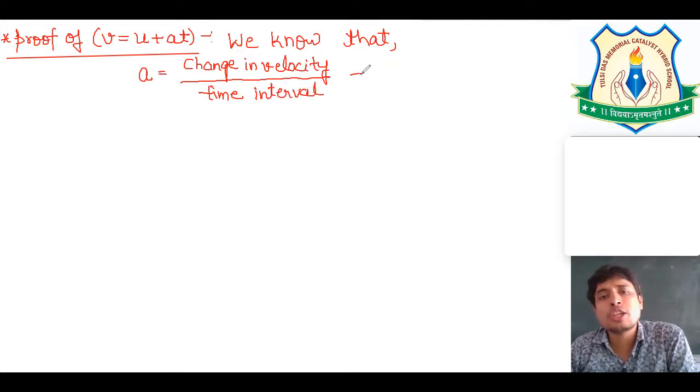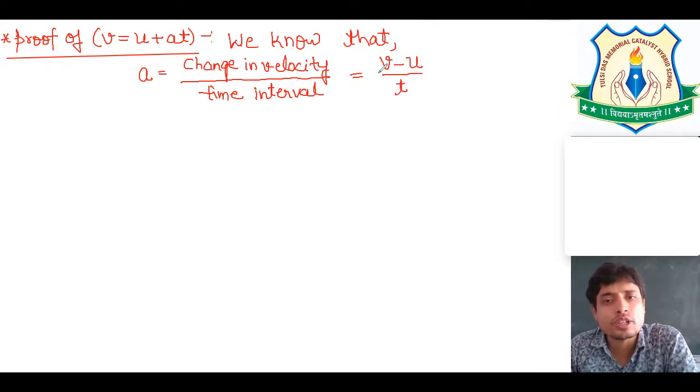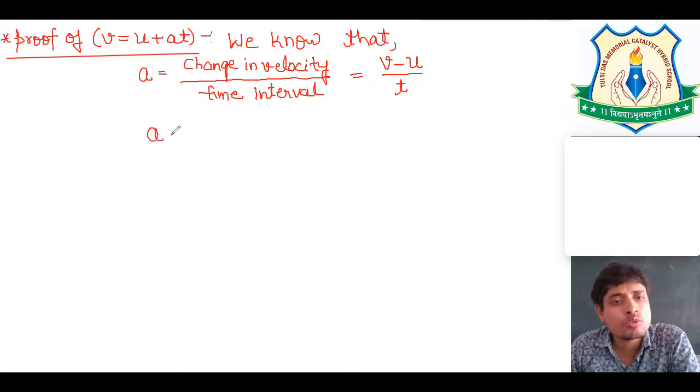What is the change in velocity? Suppose the body has initial velocity u and after some time t it gains the velocity of v. Then the change in the velocity will be final velocity minus initial velocity and the time interval is t. So we will have a equal to v minus u upon t.